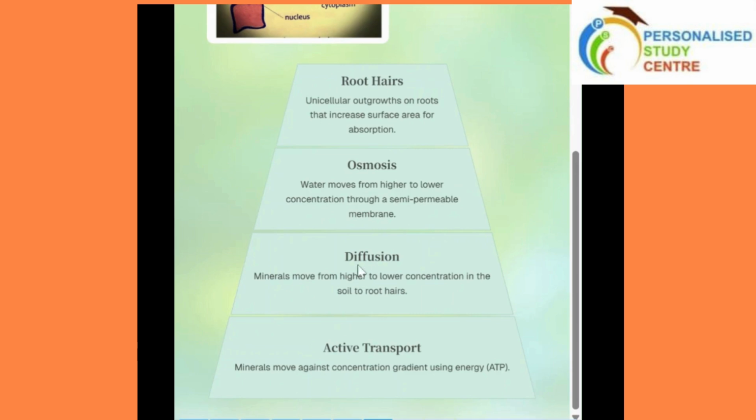So osmosis is related with the water molecules, while diffusion and active transport are related with the water as well as mineral ions both. So that is why no semi-permeable membrane is present. So the question may be asked accordingly in your examination.